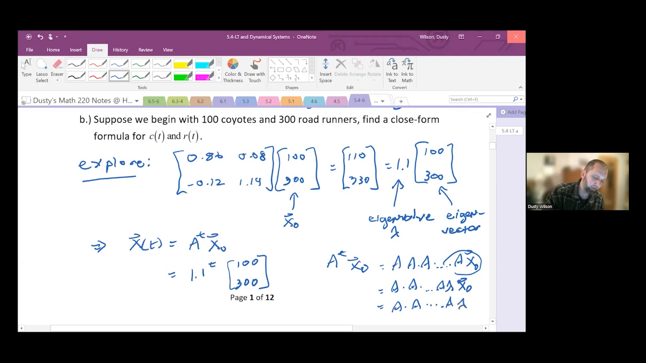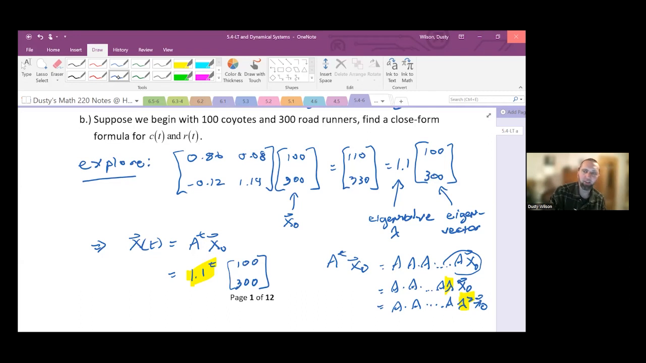But now you've got a lambda squared x naught. So that's why we will have, when all said and done, here you had a lambda, here you have a lambda squared. Here you're going to have a lambda to the t times that x naught. So that's why that is showing up the way I'm claiming it's showing up.